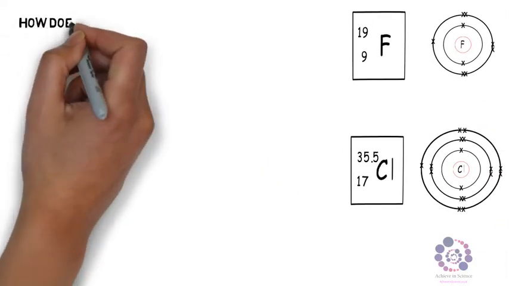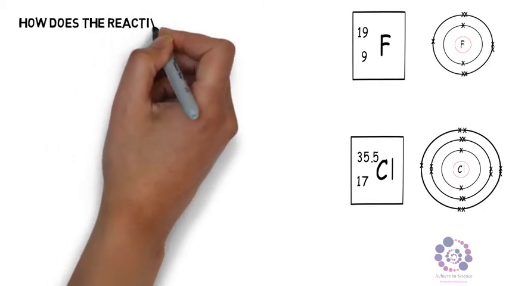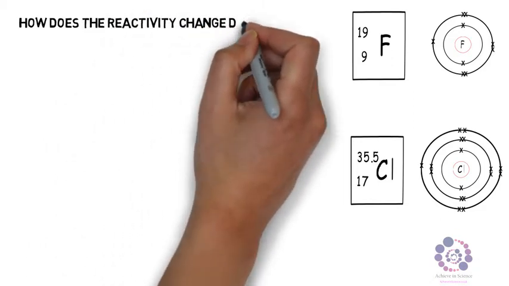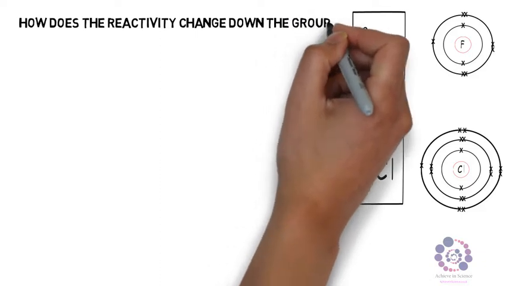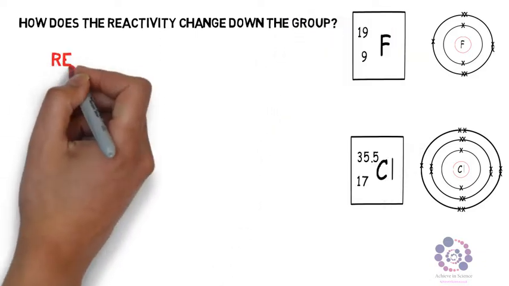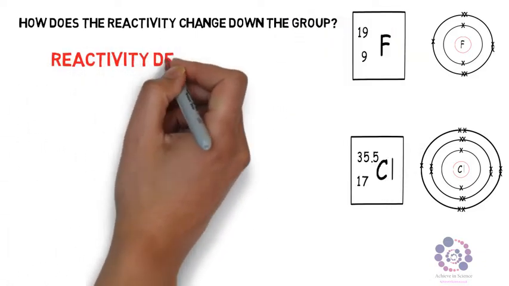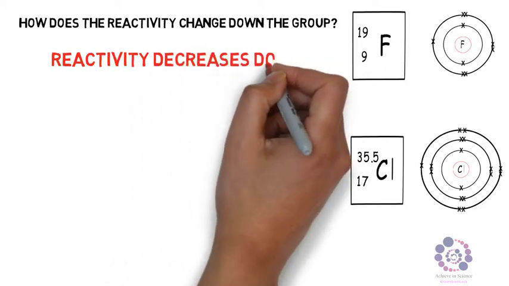The next question to ask is then, how does reactivity change as we move down the group? Well, we say that reactivity decreases as we move down the group. But why does this decrease as we move down the group?